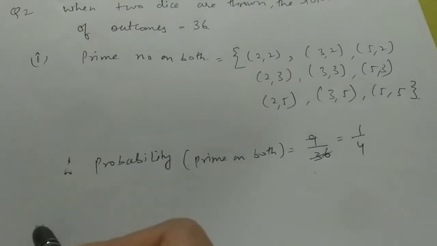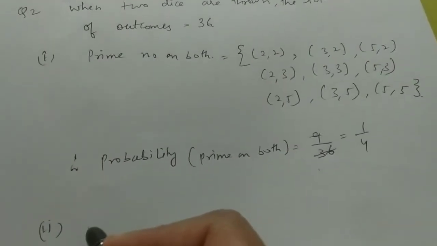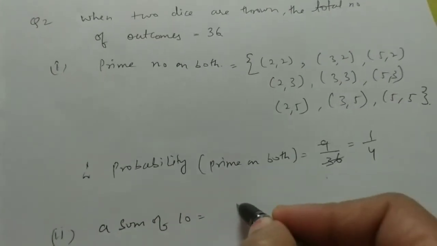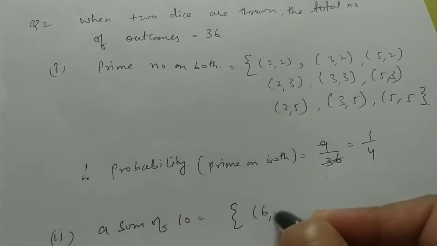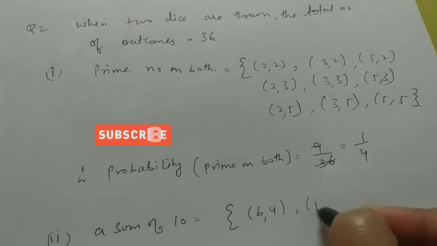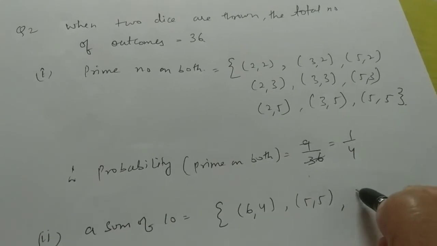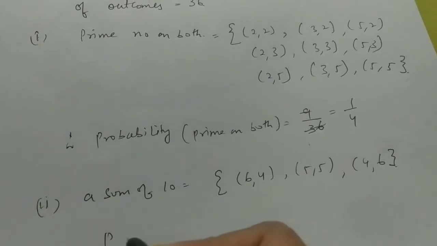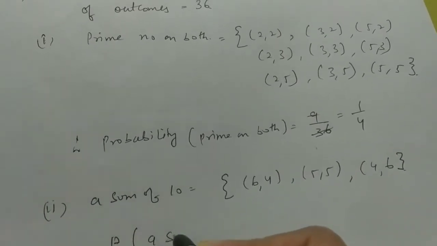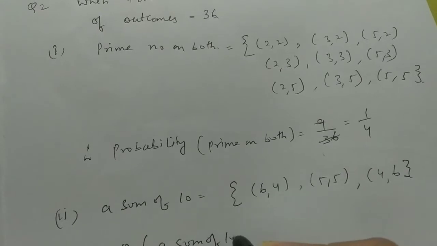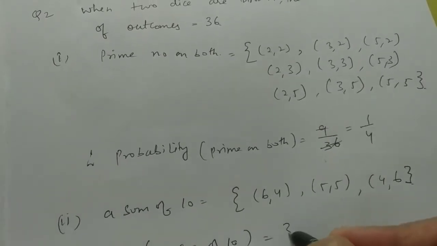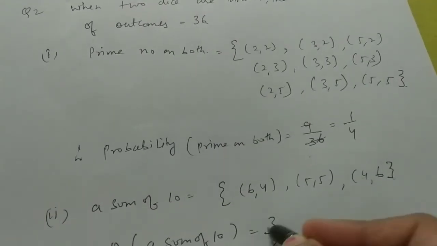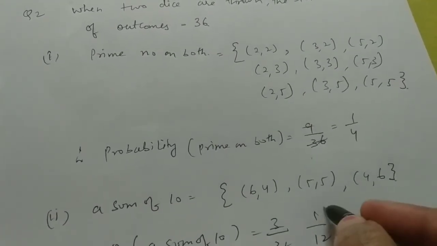And for the second one, a sum of 10. For the sum of 10, the outcomes would be 6 and 4, 5 and 5, 4 and 6. So the probability of a sum of 10 would be 1, 2, 3 by 36, the total number of outcomes. So here it is 1 by 12.